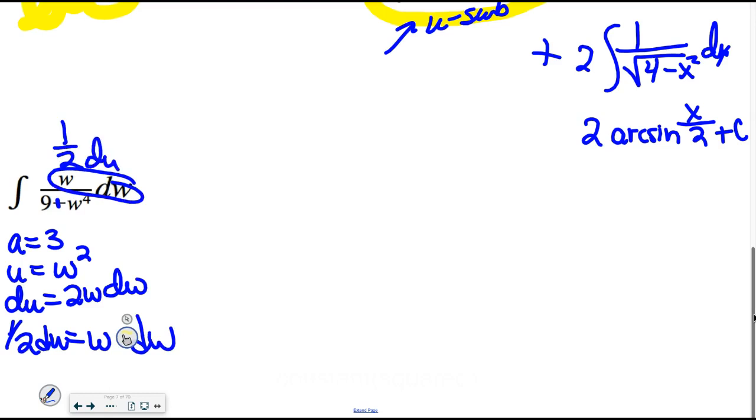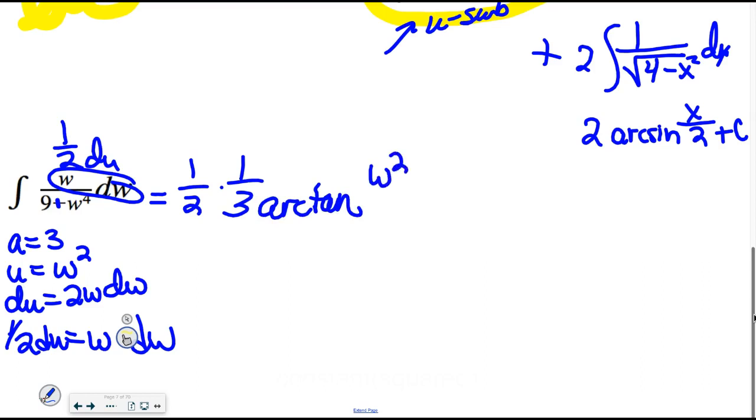All right, so how do we do the arctan ones? It's the fraction correction, and then it's 1 over a, arctan of u over a, plus c. So 1/6 arctan, it works, it's kind of cool.